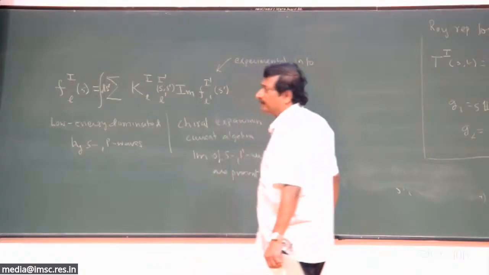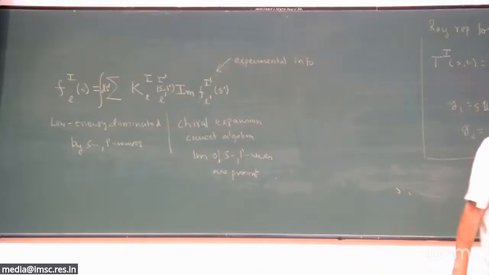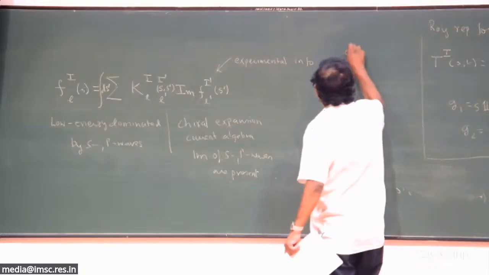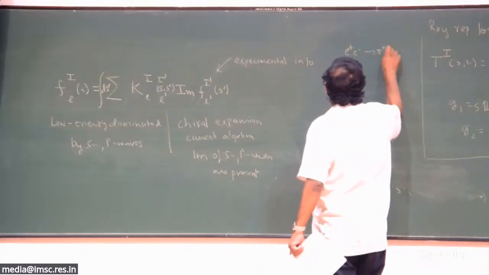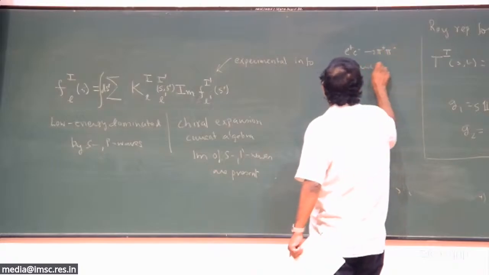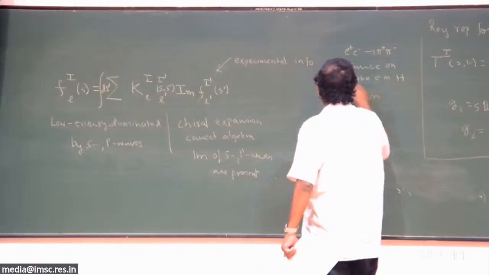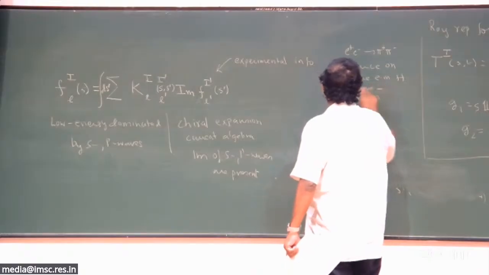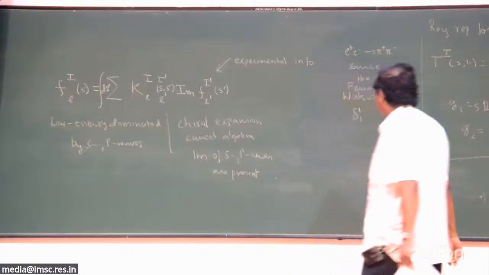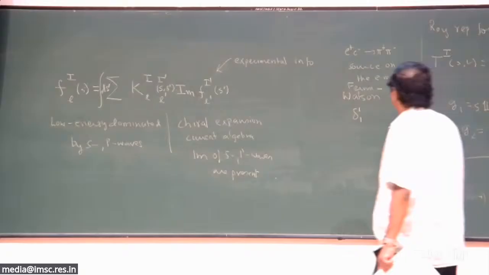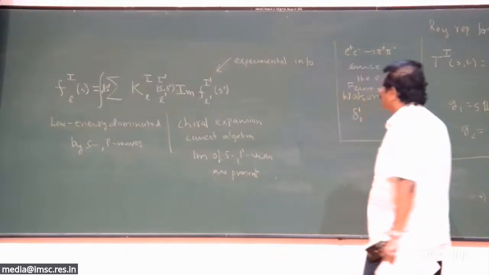From indirect sources, because there are no pion targets available. Pions are unstable particles. So they have to be obtained indirectly from, let us say, pion nucleon scattering, or the e+ e- to pi+ pi-. So this is a source of information on the electromagnetic form factor. And from the Watson theorem, or Fermi-Watson theorem, this gives information on delta 1,1. Okay. This is what we saw yesterday. So this is an important source of experimental information.